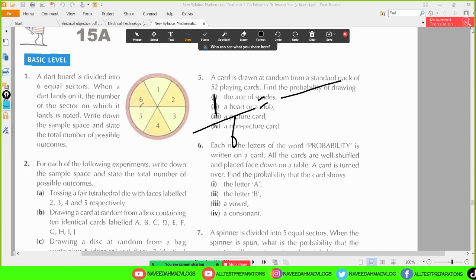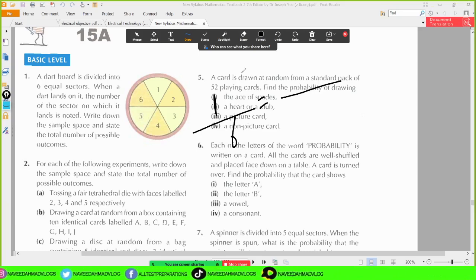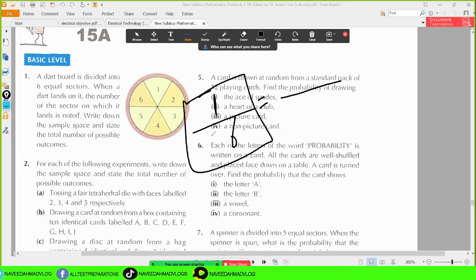Like in this case you have 1 divided by 6. This is the probability of hitting a part of it. 6 parts are given to you, so the probability of hitting one part will be 1 divided by 6.